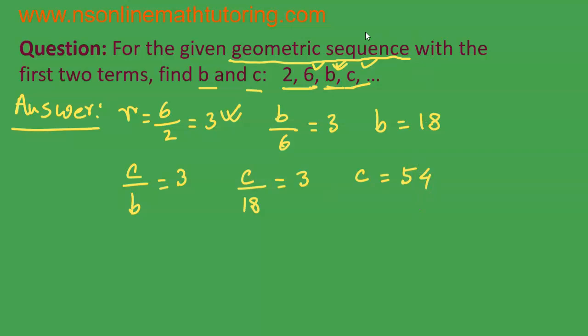Okay, so this is our answer. B is equal to 18 and C is equal to 54. Okay. This is our answer to this question. Let us move on to the third question.